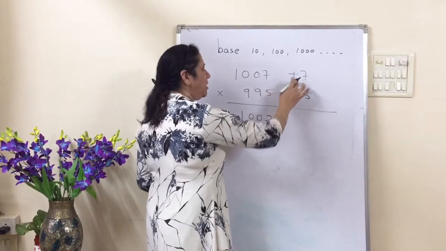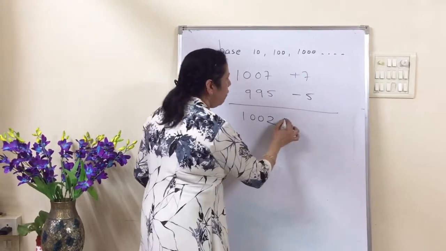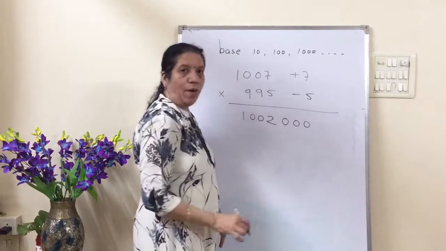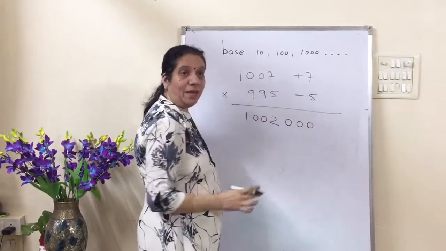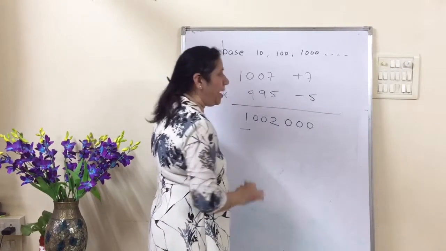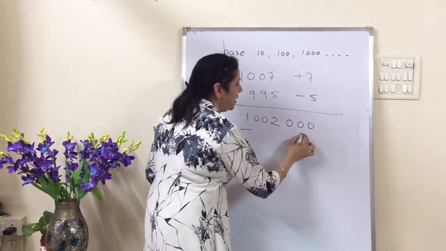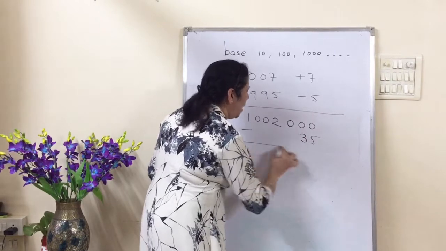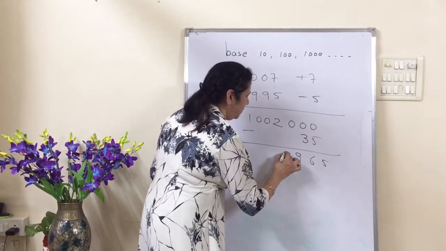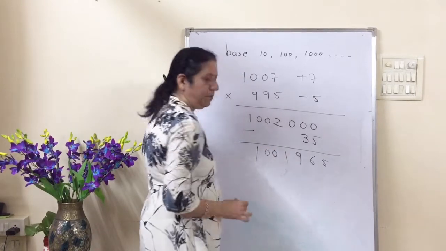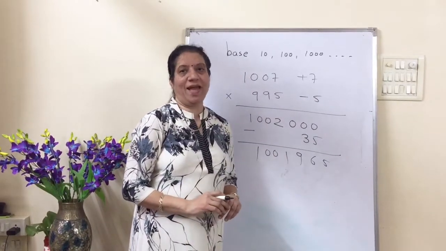Even if you add these two, you will get the same number. Okay, we will put 3 zeros here. Why? Because the base is 1000. Now this is plus, this is minus. So when you multiply, you get minus. What is 7 fives? It is equal to 35. And now let us subtract. So we get the answer. And this is the final answer.